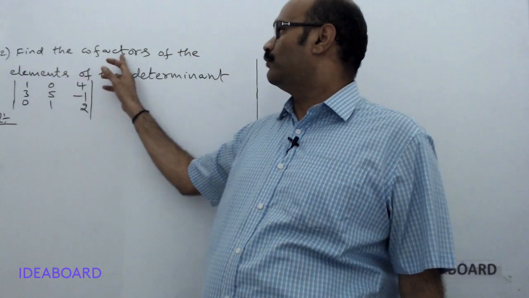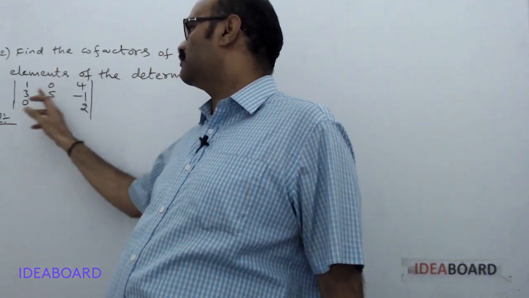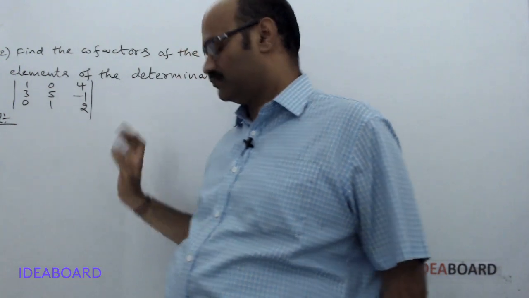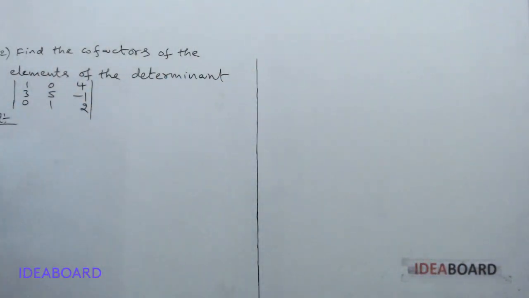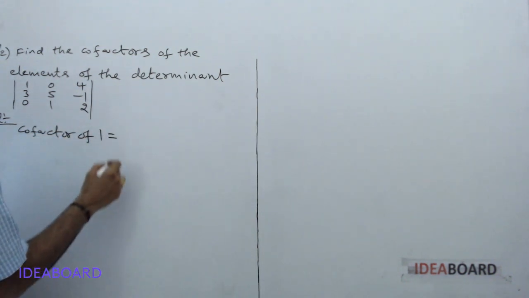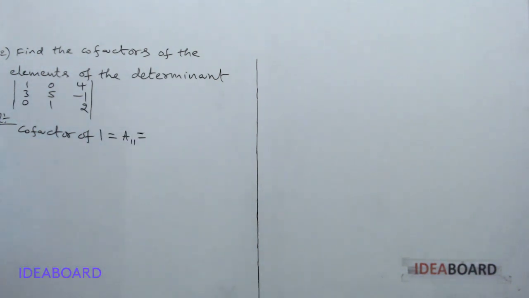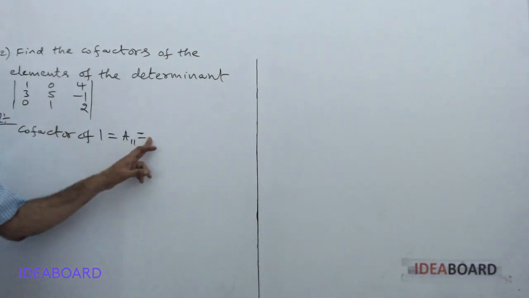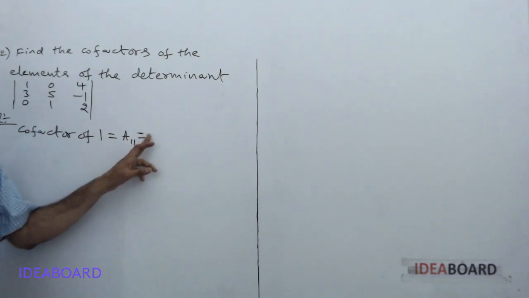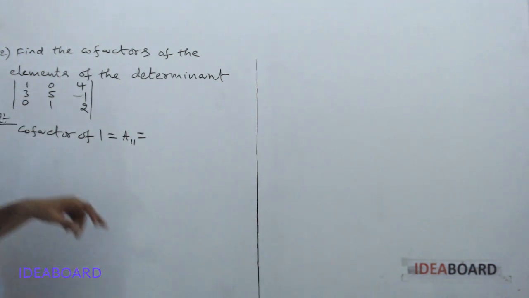Next problem. Find the cofactors of the elements of the determinant 1, 0, 4, 3, 5, minus 1, 0, 1, 2. We know that this element is called A11. So cofactor of 1, that is A11, equals minus 1 whole power 1 plus 1 into minor of 1.